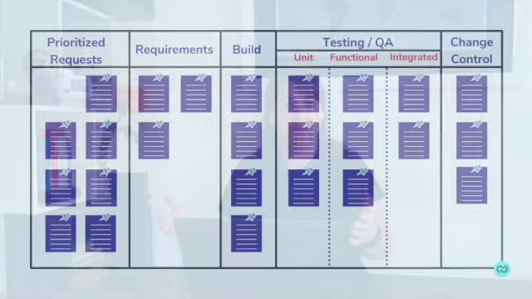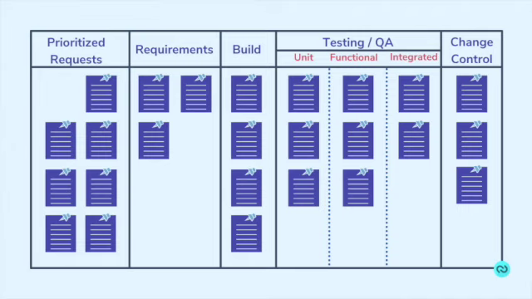And we'll follow the steps that it's going to take to get from start to finish by using a Kanban board and columns that are going to represent each of the key milestone stages along the way. So the first column in the example is going to be prioritized requests. This is where all of the requests for new items are going to come, and they're going to wait until there's space to move forward. So the next column is our requirements, followed by our build, followed by testing, which I've divided into unit, functional, and integrated, and then followed by change control.